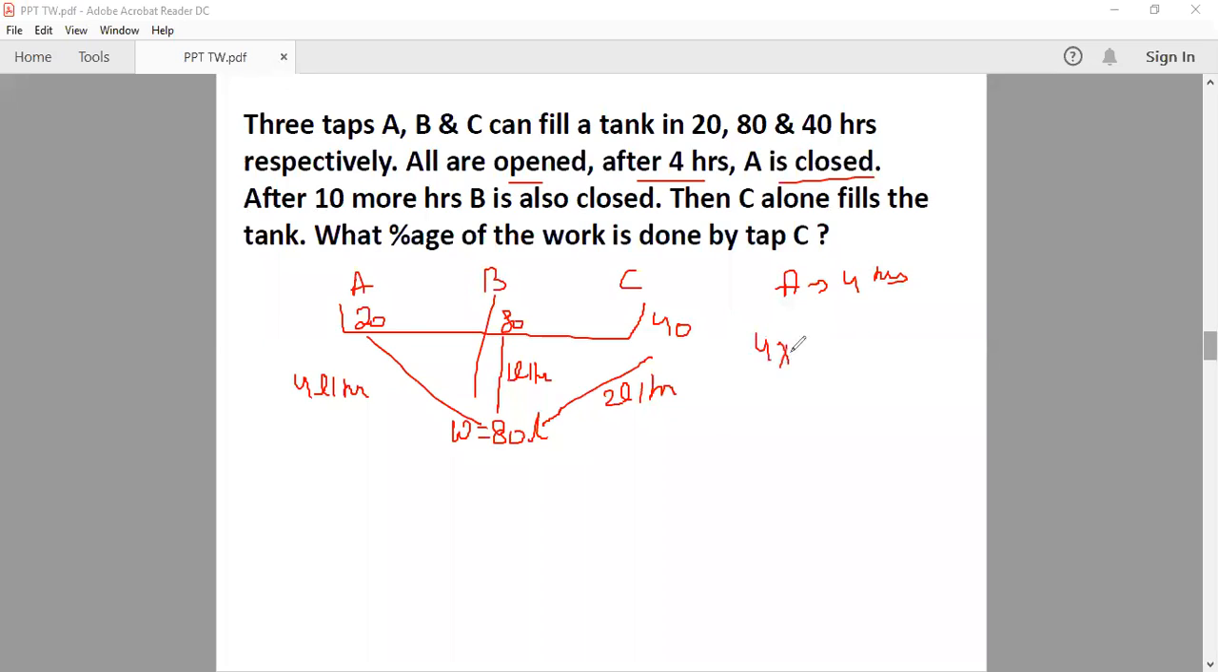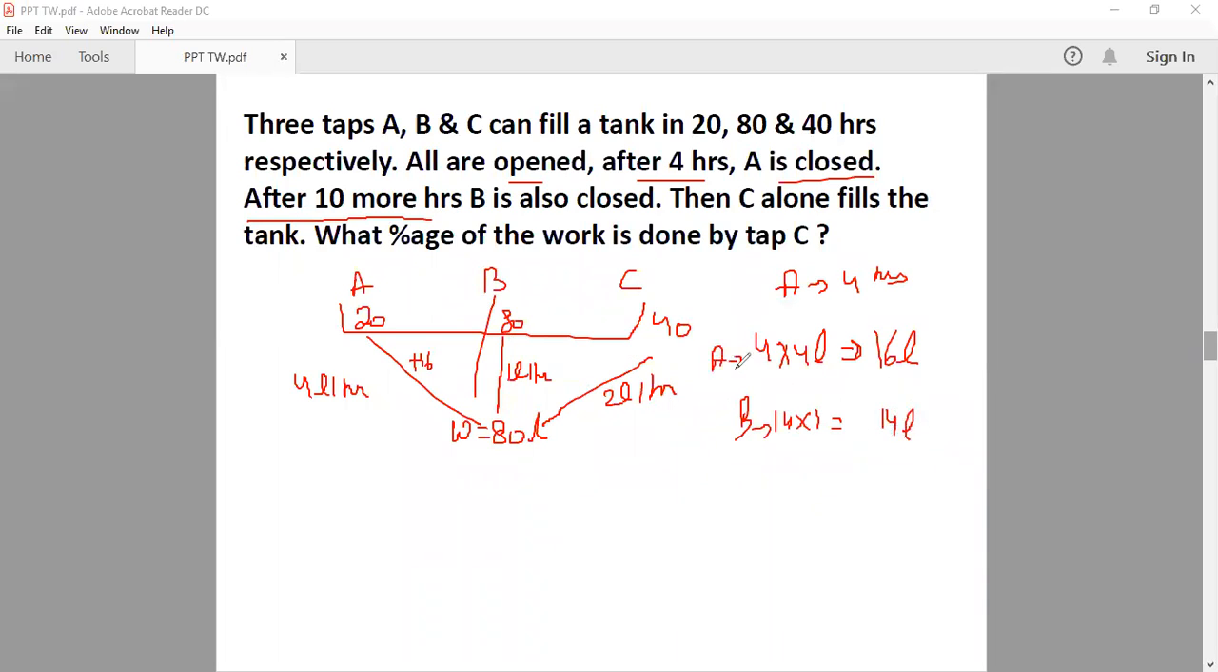तो A ने 4 घंटे में कितना काम कर लिया? 4 into 4, 16 लीटर्स कर लिया. A did 16 liters. अब B ने क्या किया? B worked for 10 more hours. After 10 more hours, B is closed, which means B worked for 14 hours and B works 1 liter per hour. So B के लिए आया 14 liters.